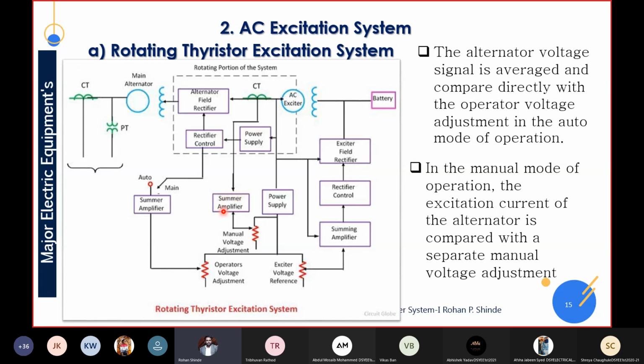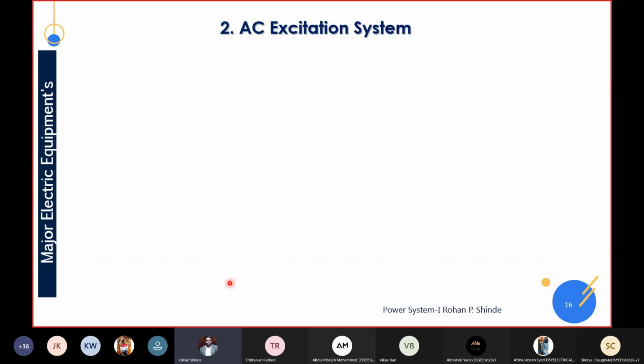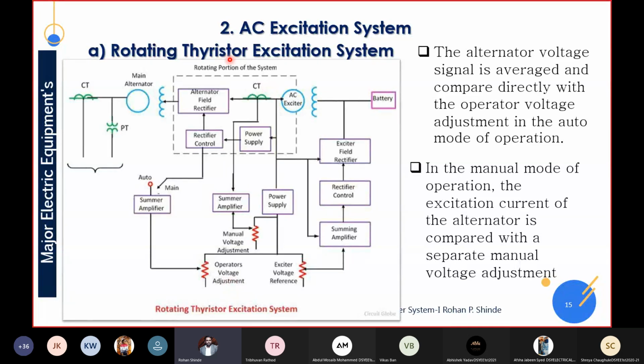There is a summer amplifier. This summer amplifier will convert the current signal into voltage, and this will be compared with the manual voltage adjustment. So this is the manual voltage adjustment and this is the automatic voltage adjustment. Okay, so this is all about the rotating thyristor system. Whenever a question is asked in the exam about the rotating thyristor, we have to just explain about it.